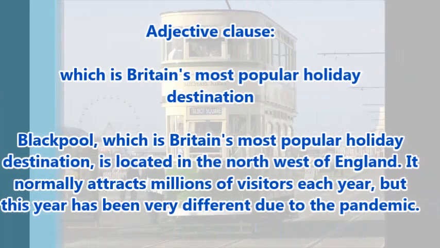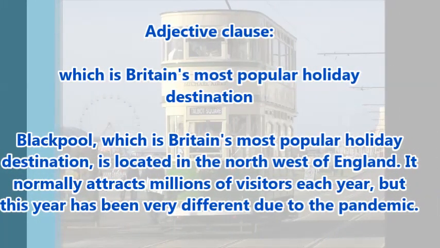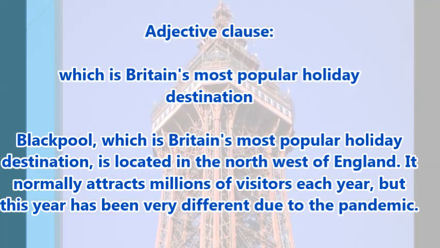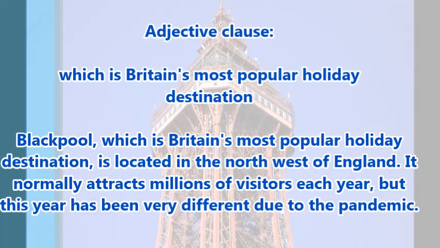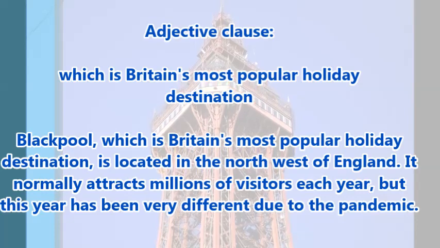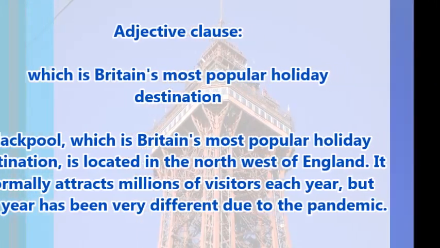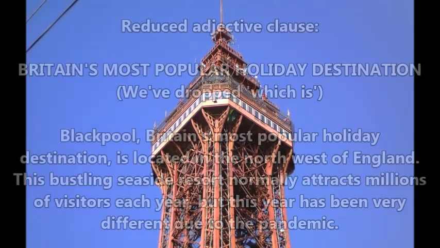So what about an adjective clause? Blackpool, which is Britain's most popular holiday destination, is located in the northwest of England. It normally attracts millions of visitors each year, but this year has been very different due to the pandemic. And which is Britain's most popular holiday destination is the adjective clause describing Blackpool.